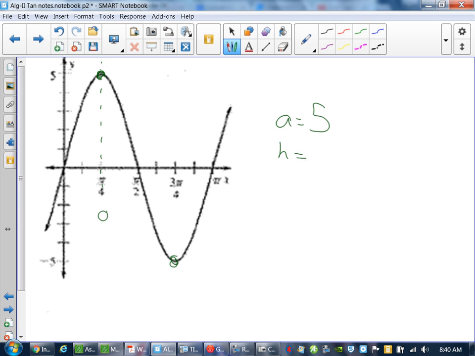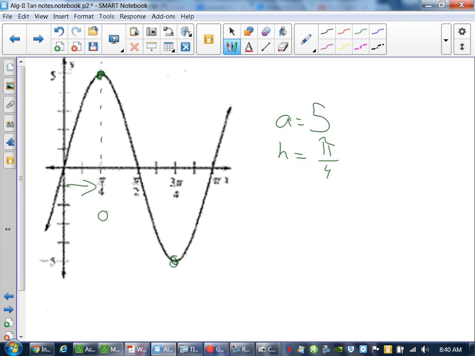an H value. You notice that the A value for cosine should start at 0, that value had been moved over to pi over 4. So that means your H value is pi over 4. Is that positive or negative? In the equation, it's negative, but it's positive here. Correct. Very good, very good.